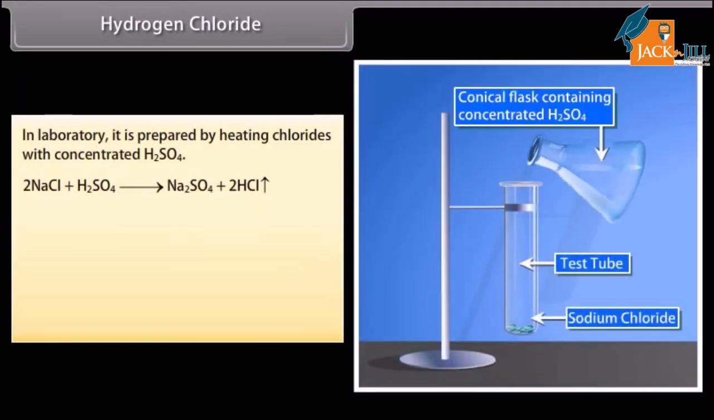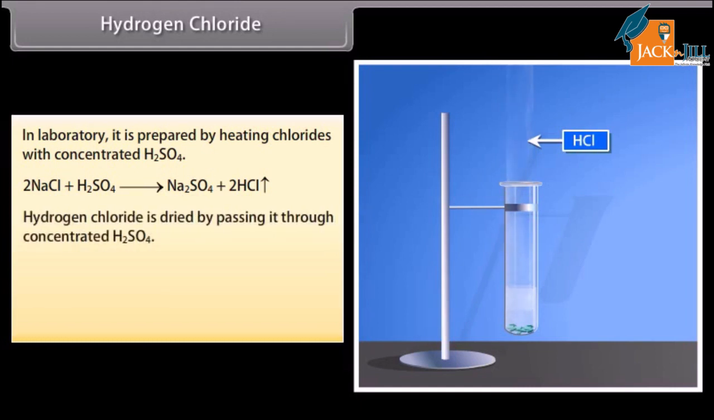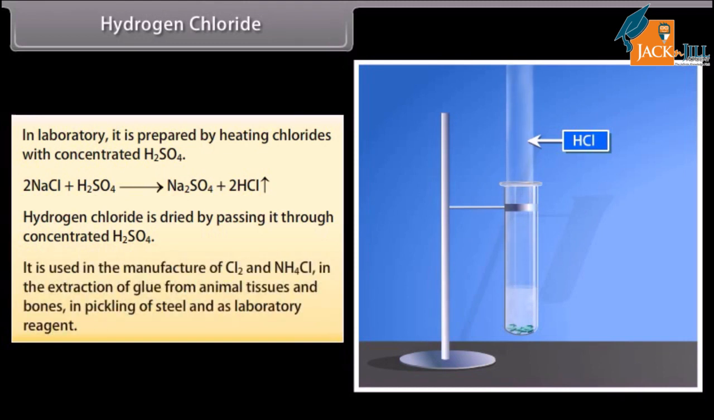In the laboratory, it is prepared by heating chlorides with concentrated H2SO4. Hydrogen chloride is dried by passing it through concentrated H2SO4. It is used in the manufacture of Cl2 and NH4Cl, in the extraction of glue from animal tissues and bones, in pickling of steel, and as a laboratory reagent.